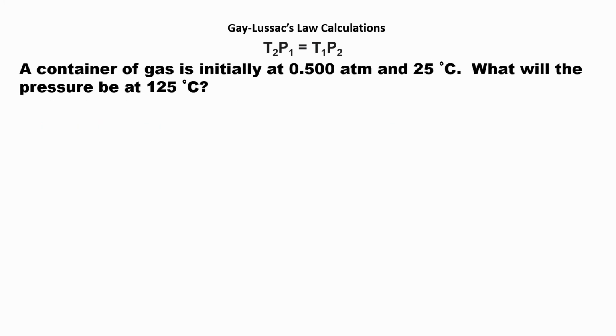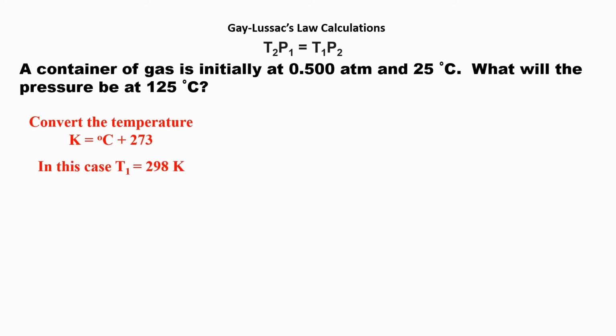A container of gas is initially at 0.500 atm and 25 degrees Celsius. What will the pressure be at 125 degrees Celsius? Once again, we must convert the temperatures to Kelvin, where T1 in this case will be 298 K. This is 25 degrees Celsius plus 273. T2 will equal 398 K.